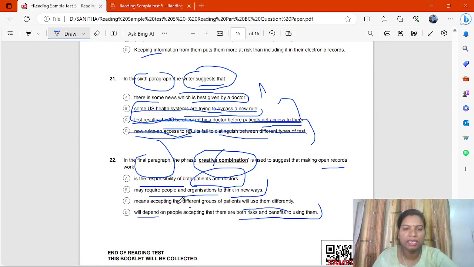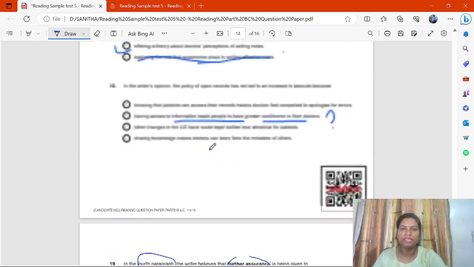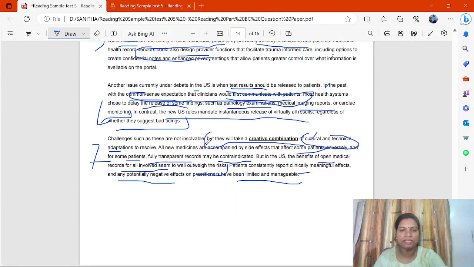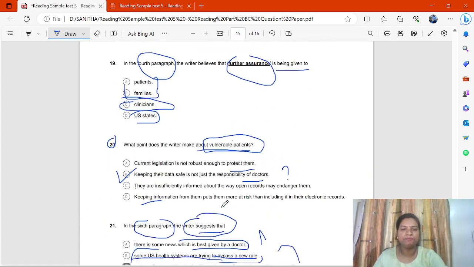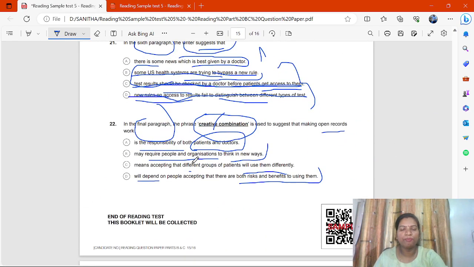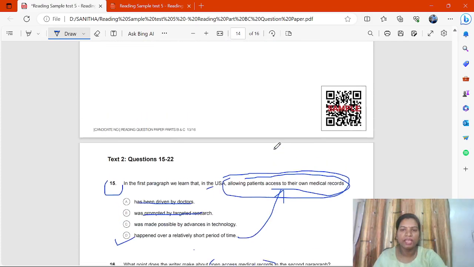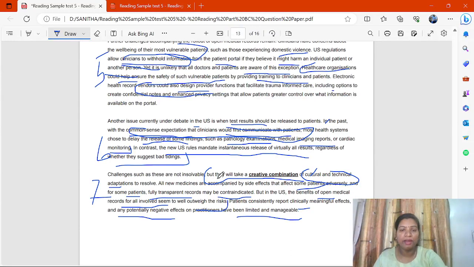Then come to the passage. Is it the responsibility of both patients and doctors? Is it discussed anywhere? No, not discussed anywhere. You can go through this passage and find out whether it is discussed anywhere. Okay. Second option: may require people and organization to think in new ways. Here they are saying, but they will take a creative combination of cultural and technical adaptation to resolve. Okay.